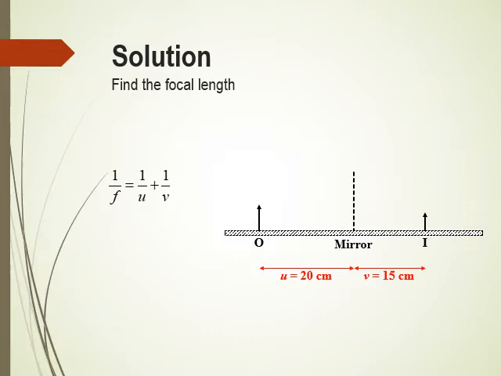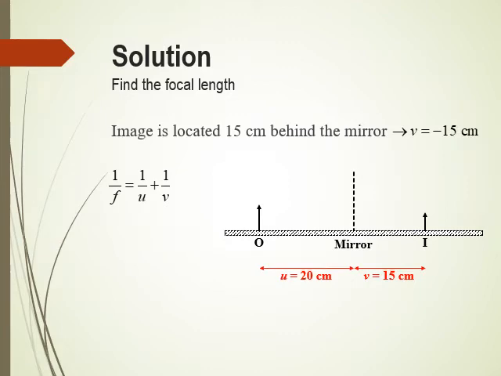If you look at the diagram and the question, it tells you the image is located behind the mirror, which tells you that v is a negative value. So you have v equals negative 15 cm here. Now that you have u and v, just substitute them into the equation and you will get f equals negative 60 cm.